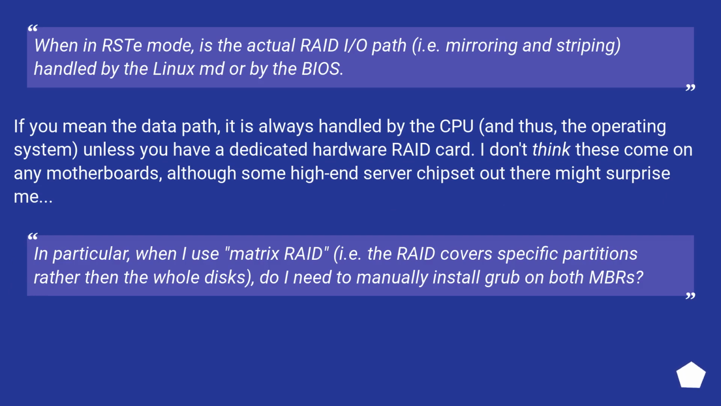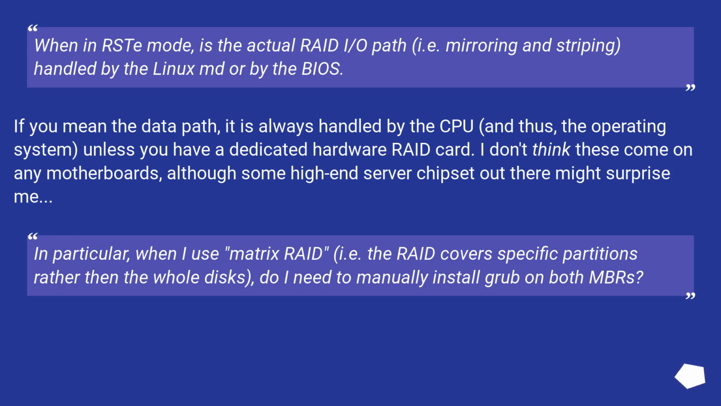When in RST mode, is the actual RAID I/O path, i.e. mirroring and striping, handled by the Linux MD or by the BIOS? If you mean the data path, it is always handled by the CPU and thus the operating system, unless you have a dedicated hardware RAID card. I don't think these come on any motherboards, although some high-end server chipset out there might surprise me.